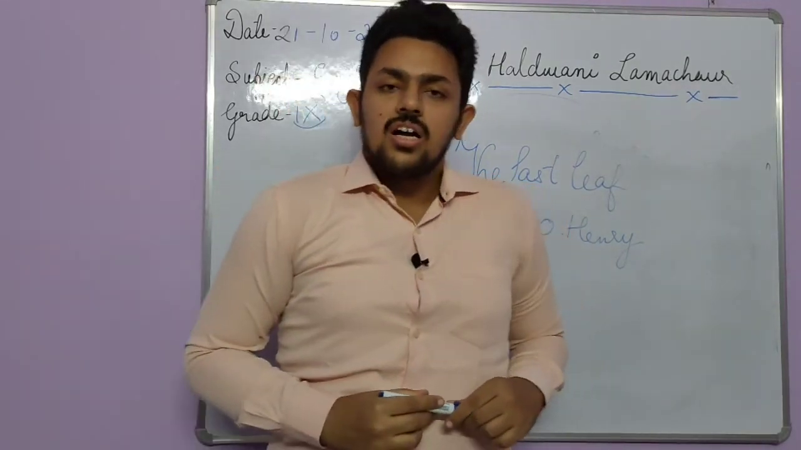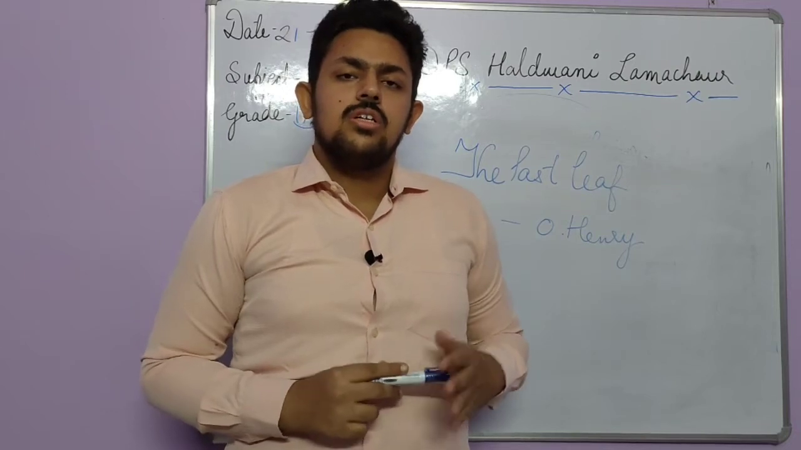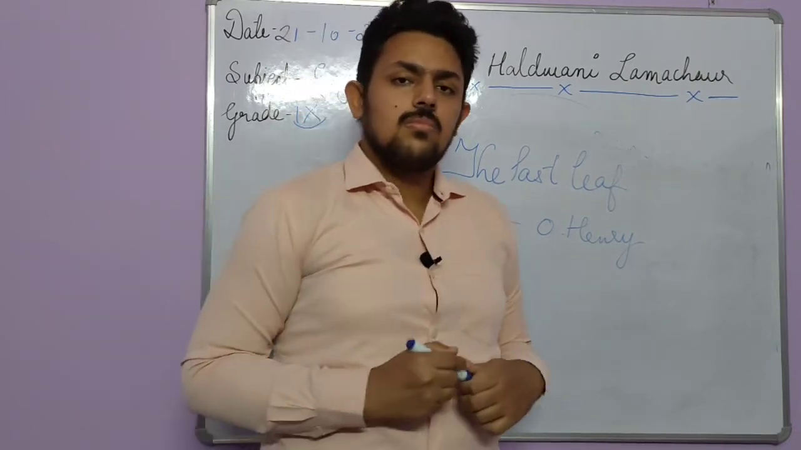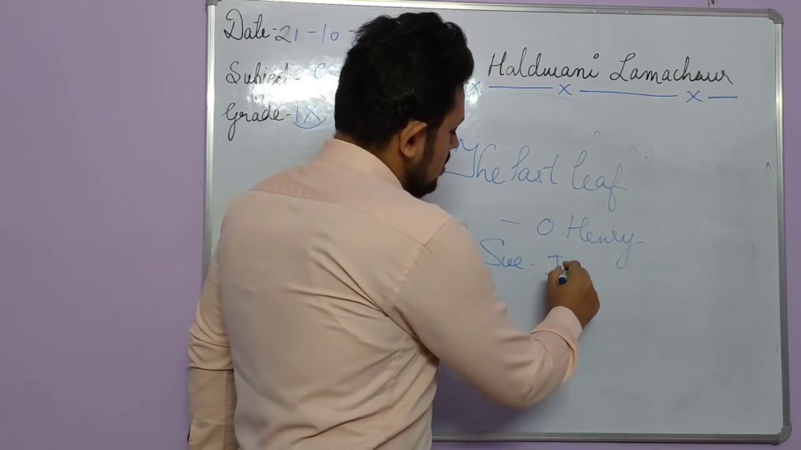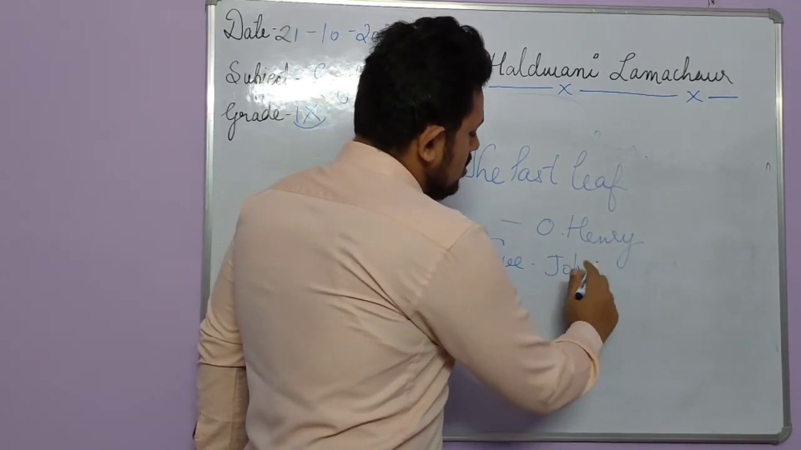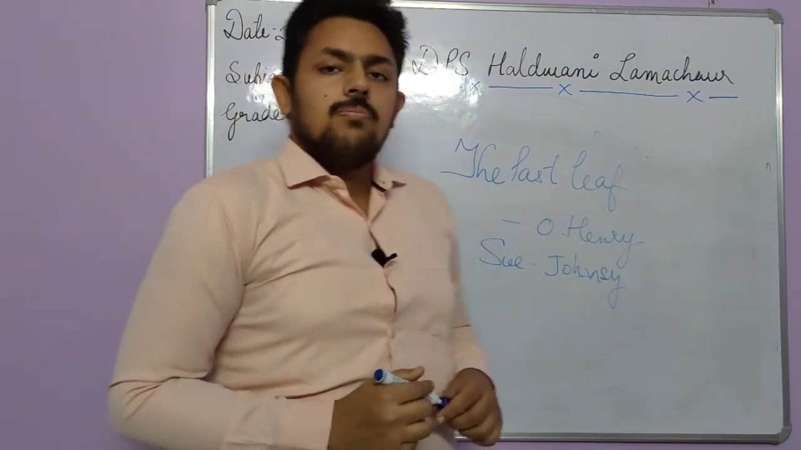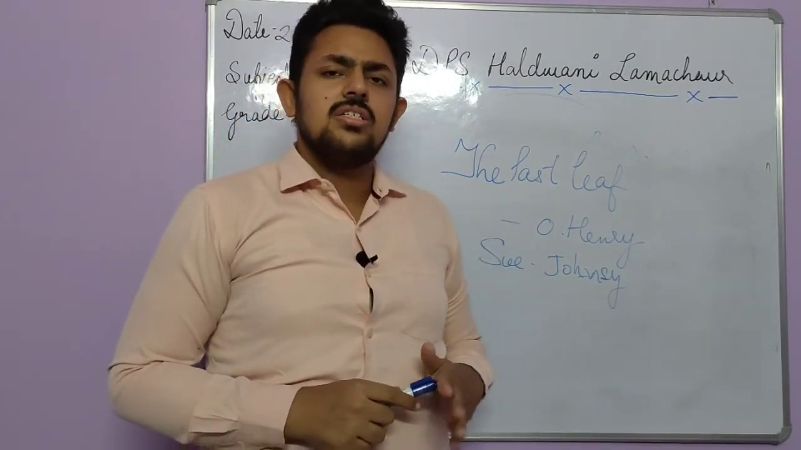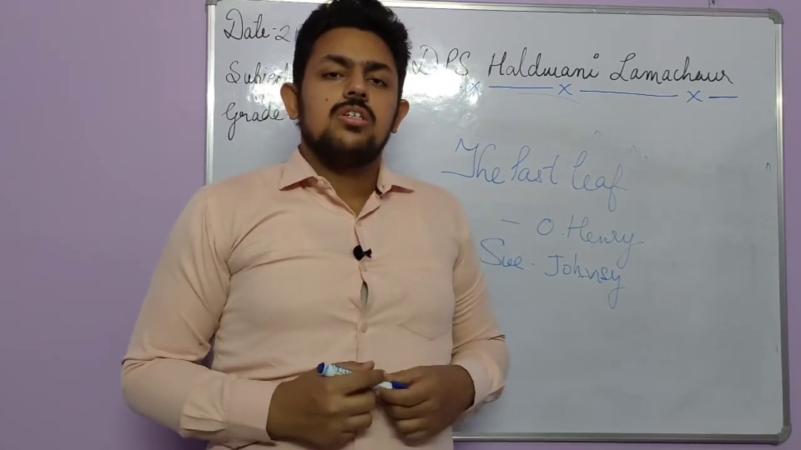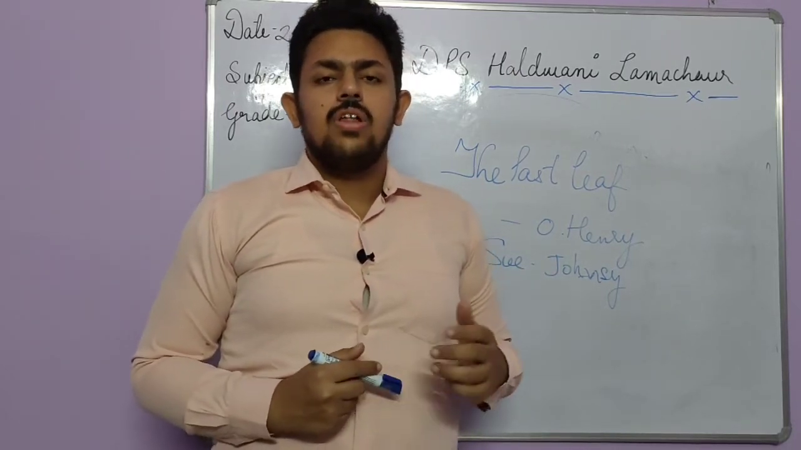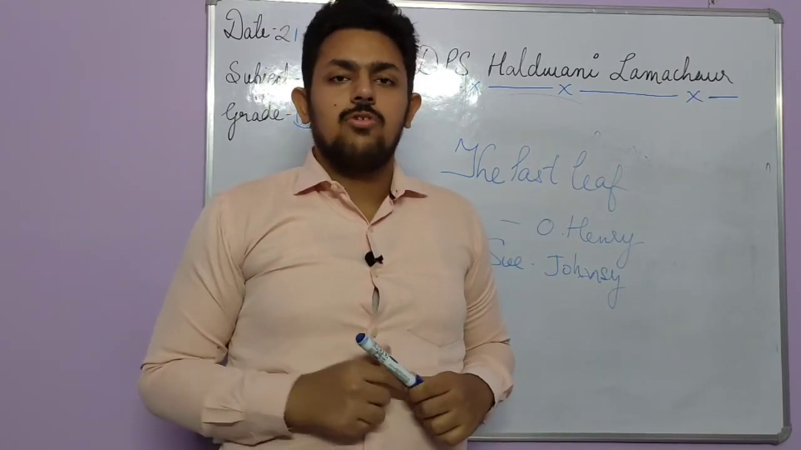We have started the story and we have seen there were two girls in the story, Sue and Johnsy. One of the girls, Johnsy, is having an illness. She is having pneumonia and she is on the verge of dying. Johnsy gets her will to survive from an old creeper. Creeper I have already explained.